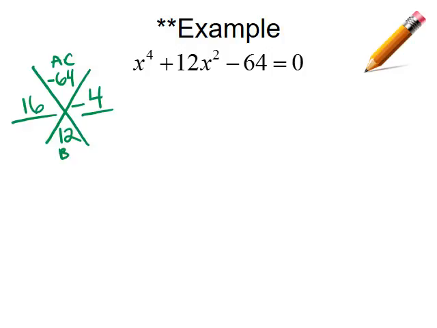This is our first checkpoint, so let's check our work. 16 times negative 4 gives me negative 64, and 16 minus 4 gives me the 12 I need on bottom. Remember what multiplies and what adds. So we're going to take that middle term, and it's going to become the 2 values we found, a positive 16 x squared and a minus 4 x squared.